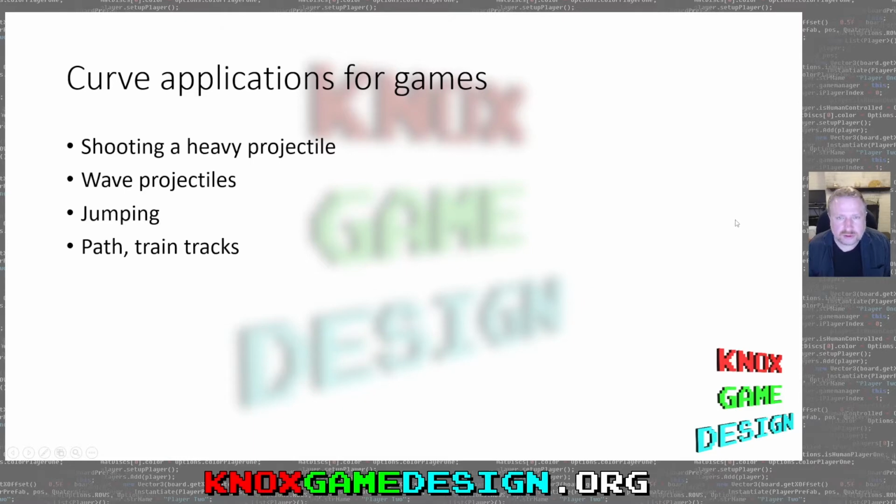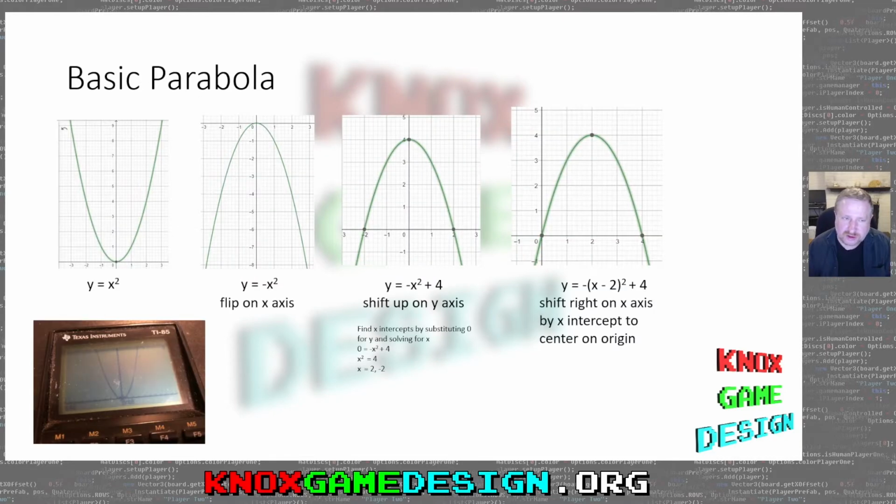So let's start out with how can you use curves in your games? Well, if you have a tank or something shooting a projectile or a cannon, you can use a curve for that. If you've got a wave beam, kind of like in Metroid, you can use a curve for that. Jumping, of course, you go up and down. You want that to be a curve. And also if you're doing paths for characters in your game or a train track, you can use curves for that. So we've got 4 different applications for curves.